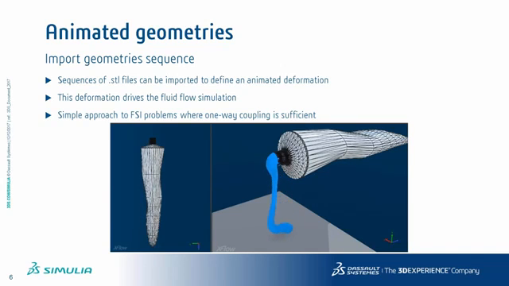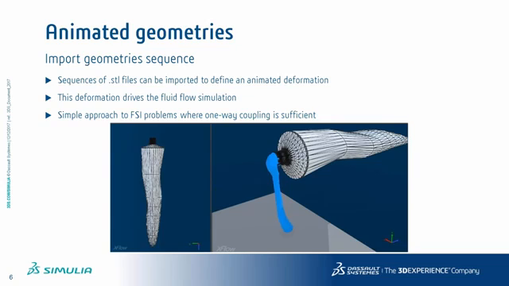And what the animated geometry allows you to do is to actually have a series or a sequence of geometries, so a set of meshes or surface tessellated geometries, as you can see here in .stl format. If you have those series that represent basically the deformation of your geometry, you can then use this time sequence of geometry to rebuild the deformation of the object with a specific discretization in time inside XFlow, and then use this deformation to drive the fluid flow.